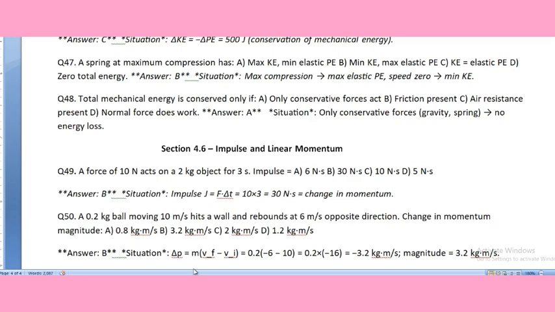From the given situation, the change in momentum is equal to mass times the final velocity minus the initial velocity, which is equal to the given mass, 0.2 kilogram, times minus 6 minus 10, which is equal to minus 16. 0.2 times minus 16 is equal to minus 3.2 kilogram meter per second. So the magnitude is 3.2 kilogram meter per second. So the correct answer is B.